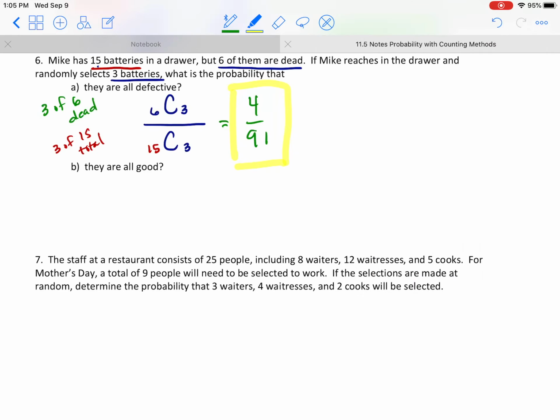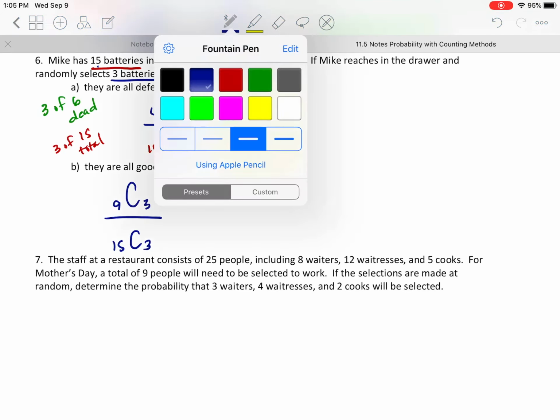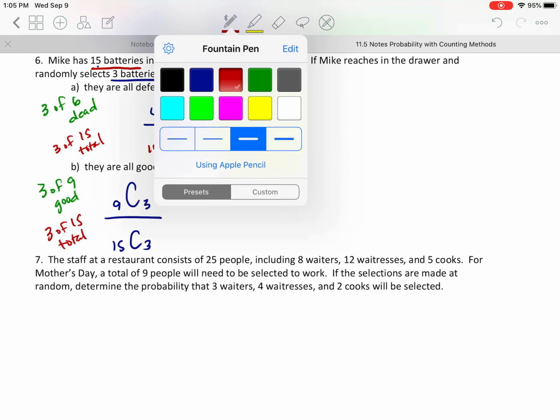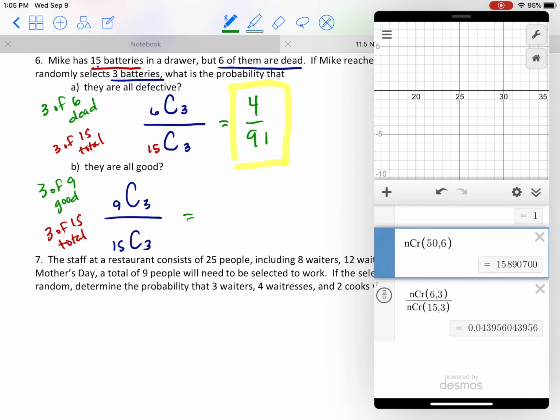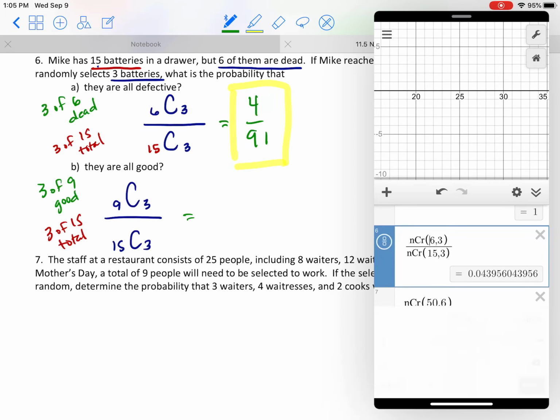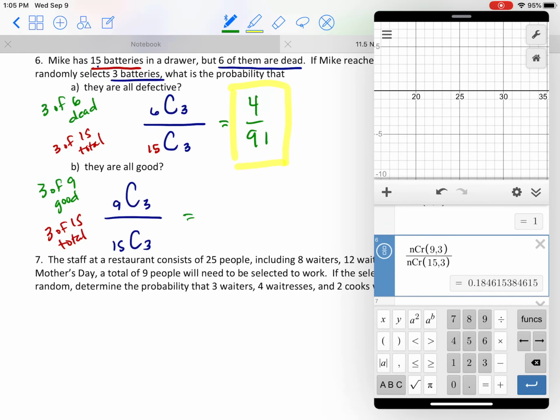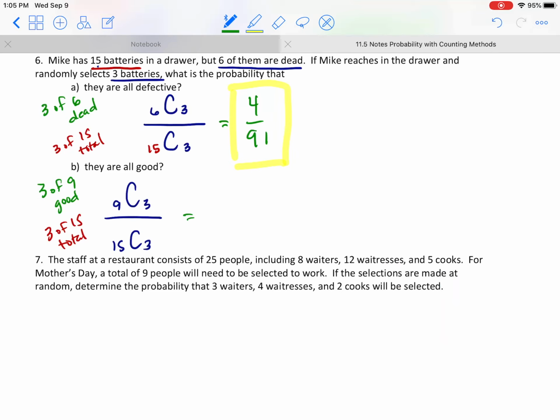Okay, what's the probability that they're all good? So we want the combinations where we choose 3 batteries out of how many are good? Well, if 6 of them are dead, then 9 of them are good. And again, we're choosing 3 of 15 total. So this is 3 of 9 good batteries, or again, 3 of 15 total. In the calculator, all we have to do is change this to a 9, and now we have about an 18% chance, so 12 out of 65.